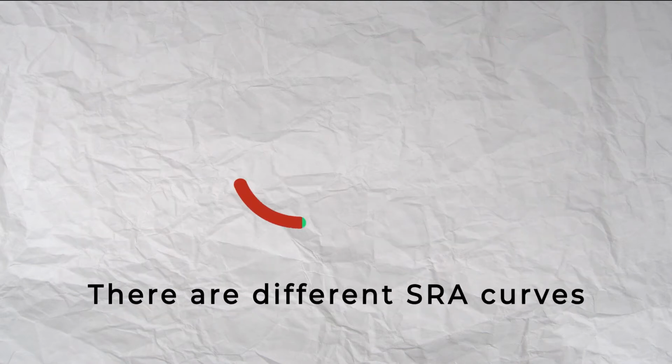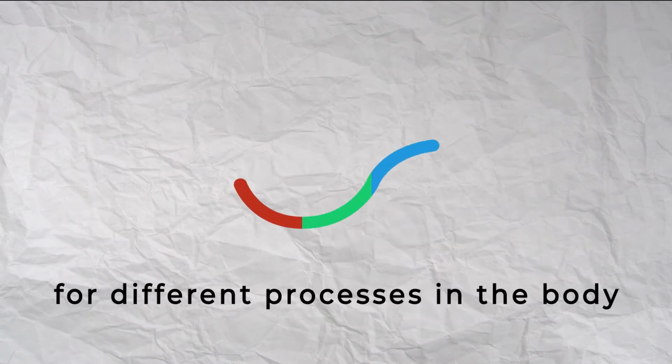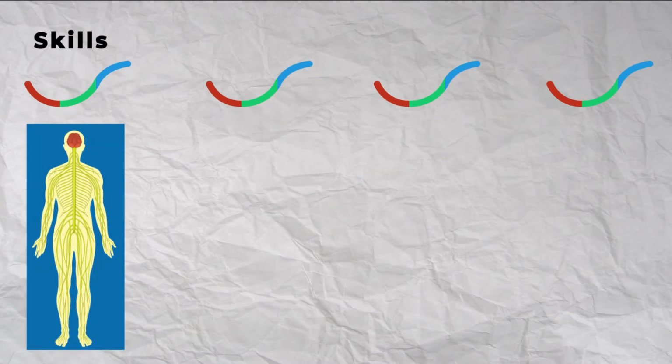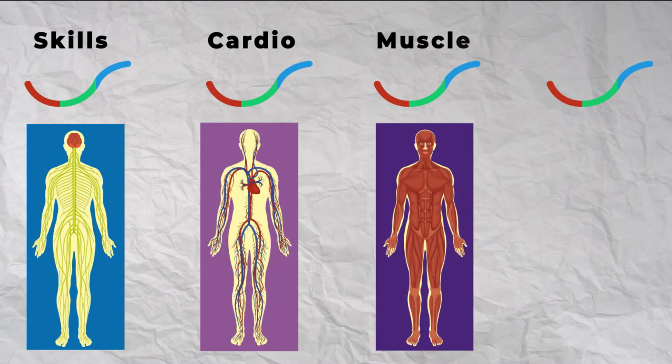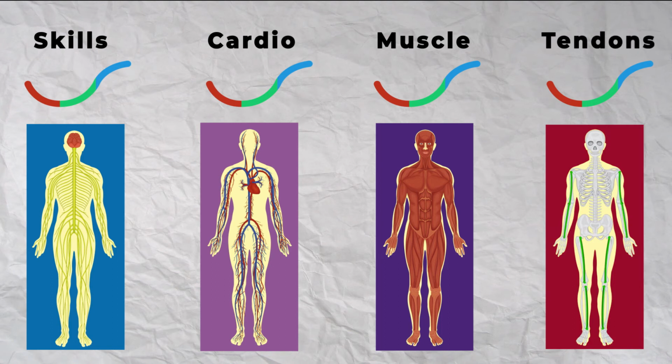There are different SRA curves for different processes in the body. Skills/technique, cardio, muscle growth, and tendons/ligaments/joints all have their own SRA curve.